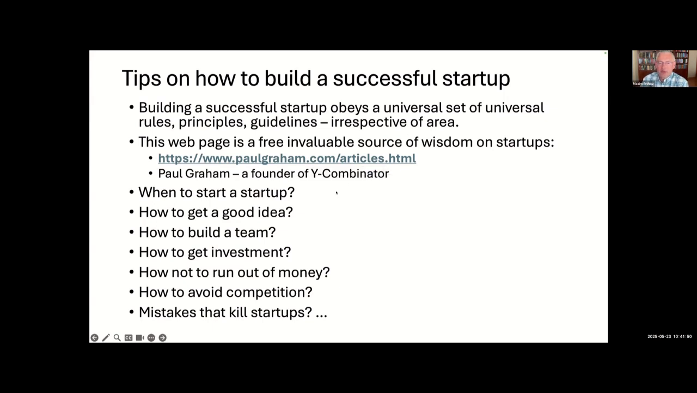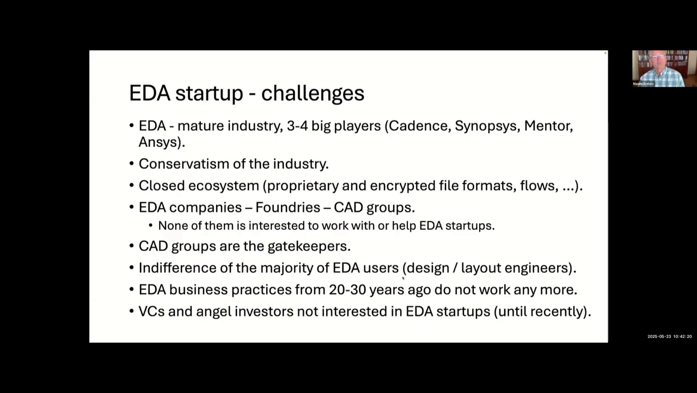Many of his articles talk about how to do a startup, when to start it, how to get a good idea, how to build a team, how to get investments, how not to run out of money, how to avoid competition, typical mistakes that kill startups, and many, many others. And my experience of 25 years doing startups is I fully agree with everything that he says. His advice became kind of my knowledge, so it's hard to separate which is his thoughts and which is mine. I'm going to talk about specific aspects of EDA startups.